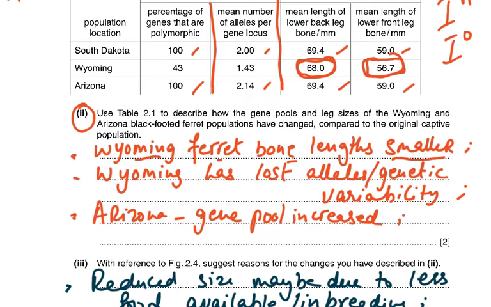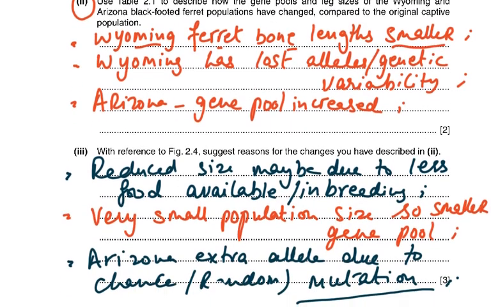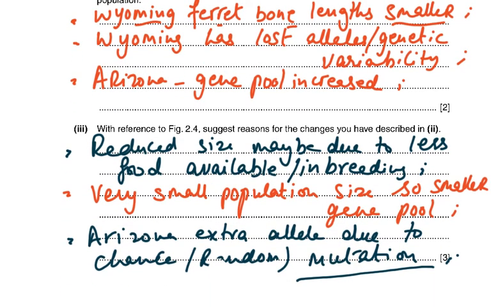Then Wyoming has lost the genetic variability or different alleles. So it has probably lost that genetic variation. And Arizona gene pool has increased because you see, this is now nearly that of South Dakota. So Arizona gene pool has increased. Then, of course, the next part of the question was: with reference to figure 2, suggest reasons for the changes. So that was just the main thing, and now you have to give reasons.